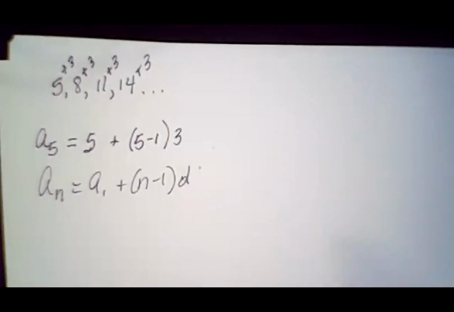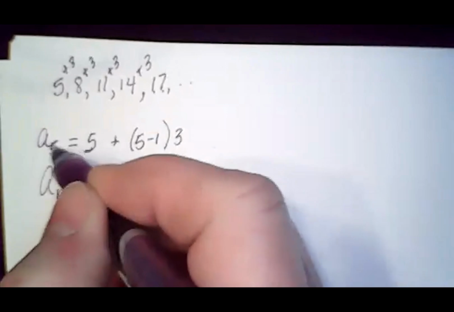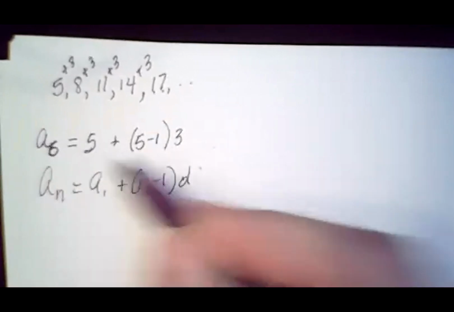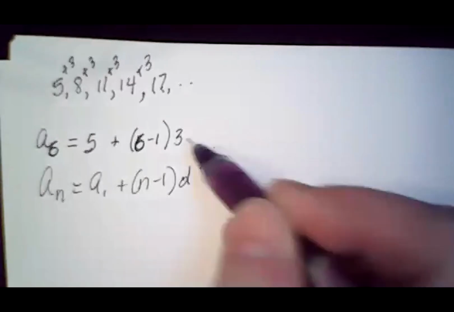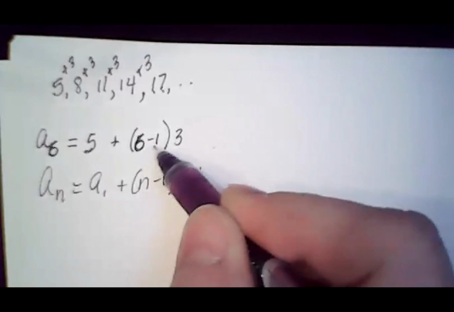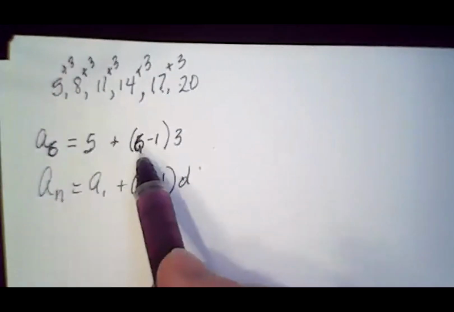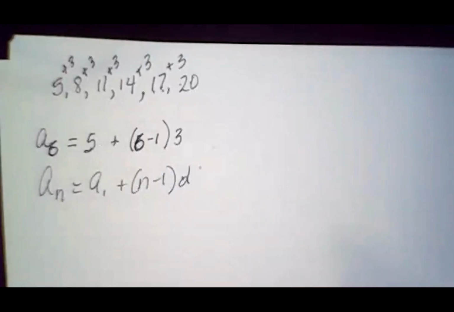Is it a coincidence that the a sub 1 term and the n term were the same? Yes, that is a coincidence. So I could have even put 17, and if I wanted a sub 6, that means this is still 5, but this would be 6. The common difference is 3. So this time we'd have 6 minus 1, which is 5, times 3 is 15, which would give us 20. But see, this time we added 3 5 times. This will always be n minus 1.